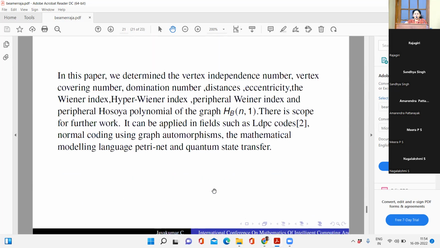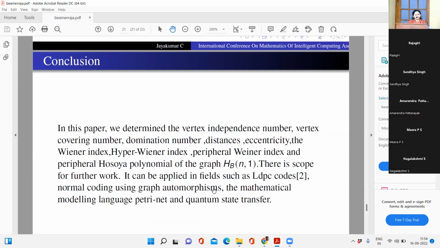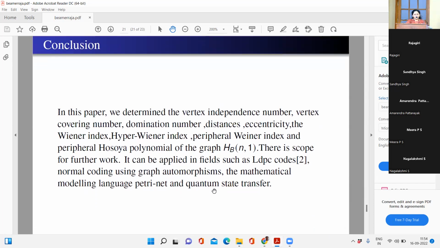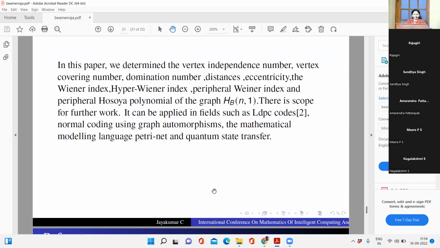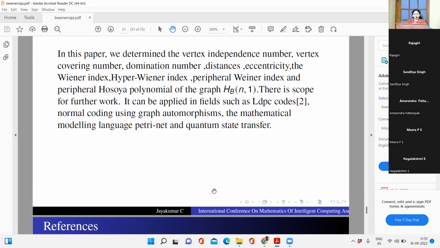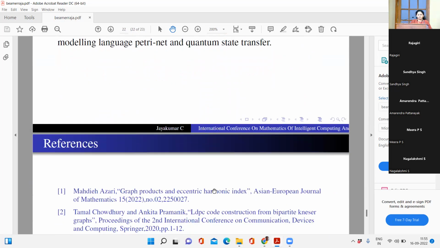And we are going to conclude. In this paper, we determine the vertex independence number, vertex covering number, domination number, distances, eccentricity, Wiener index, hyper-Wiener index, peripheral Wiener index, and peripheral Hosoya polynomial of the graph. There is a lot of scope for further work. It can be applied in fields such as LDPC codes, normal coding using graph automorphisms, the mathematical modeling language called PetriNet, and quantum state transfer.